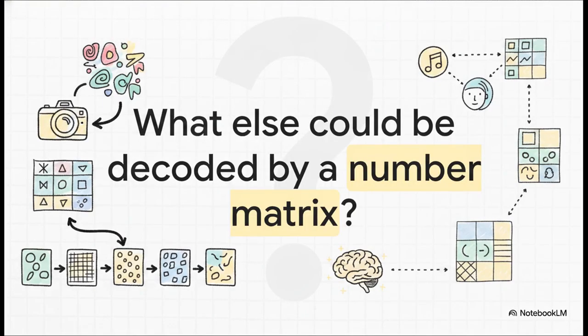It really leaves you pondering, doesn't it? If a machine can achieve such staggering accuracy by simply turning our rich visual world into a matrix of numbers from 0 to 255 and running them down an assembly line of filters and pools, what else around us could we decode? What other complex parts of human reality are just waiting to be translated into a feature map?